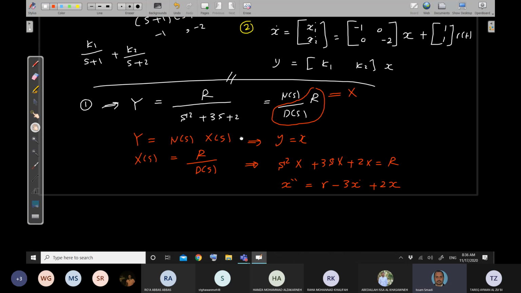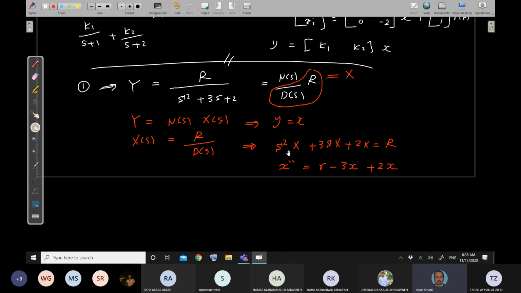I'm rearranging the equation. Find, let's say, the inverse Laplace transform, and simply rearrange the equation after that. Then I told you to ask yourself, the highest derivative here is of what order? Of order 2. So how many integrators do I need? I need 2 integrators.